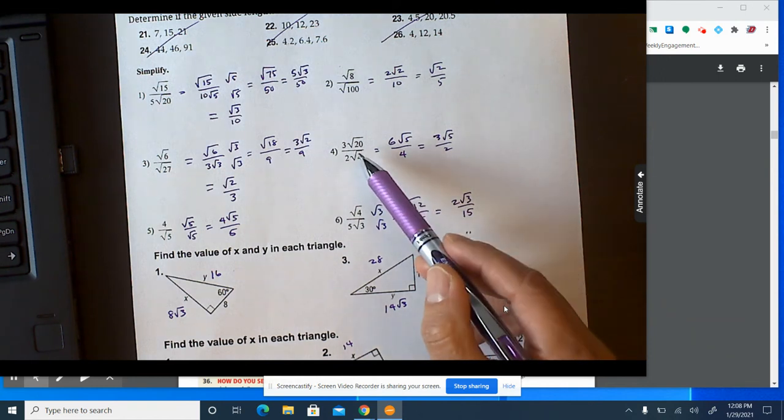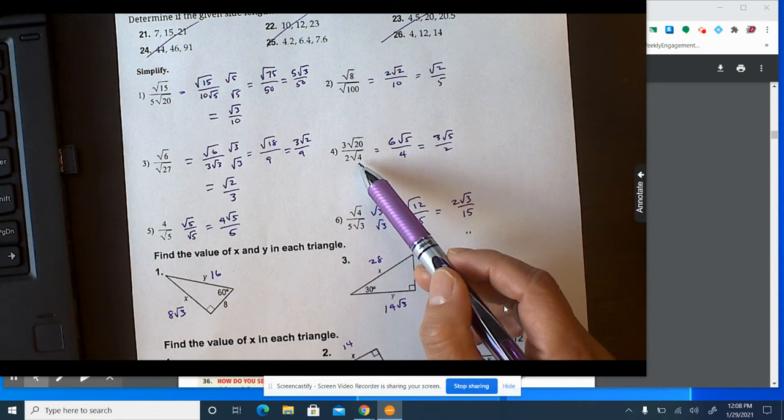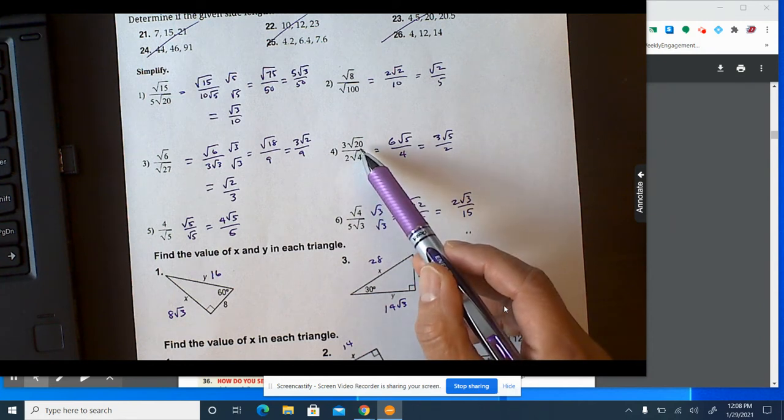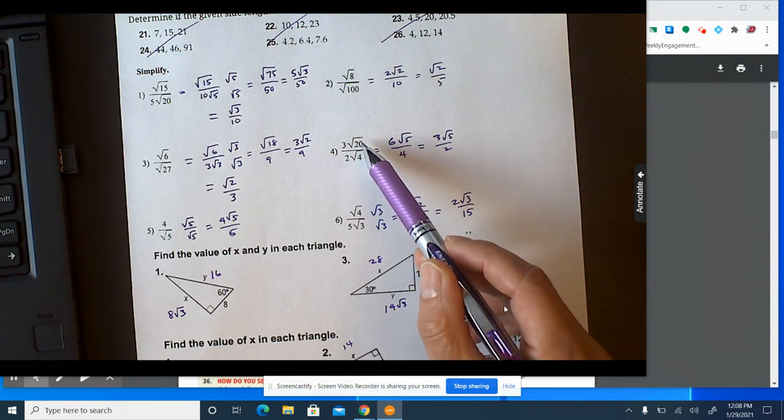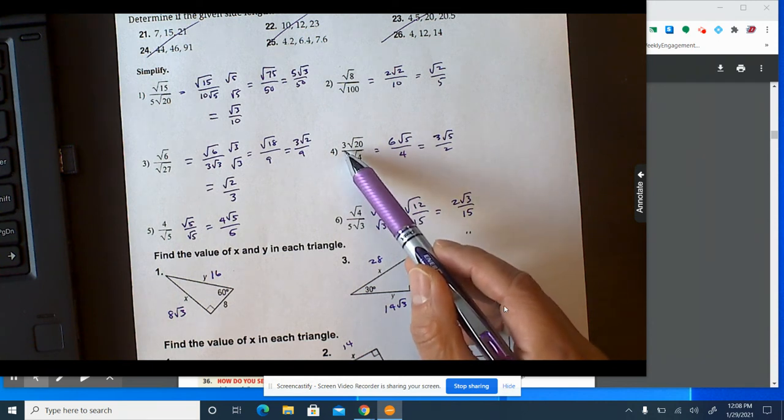Okay. The root 20, if 20 is 5 times 4, root 4, 4 is a perfect square already. That's 2. So 2 times 2 is 4. Root 20, well, that's 5 times 4. So 4 comes out as a 2. So 2 times 3 is 6.